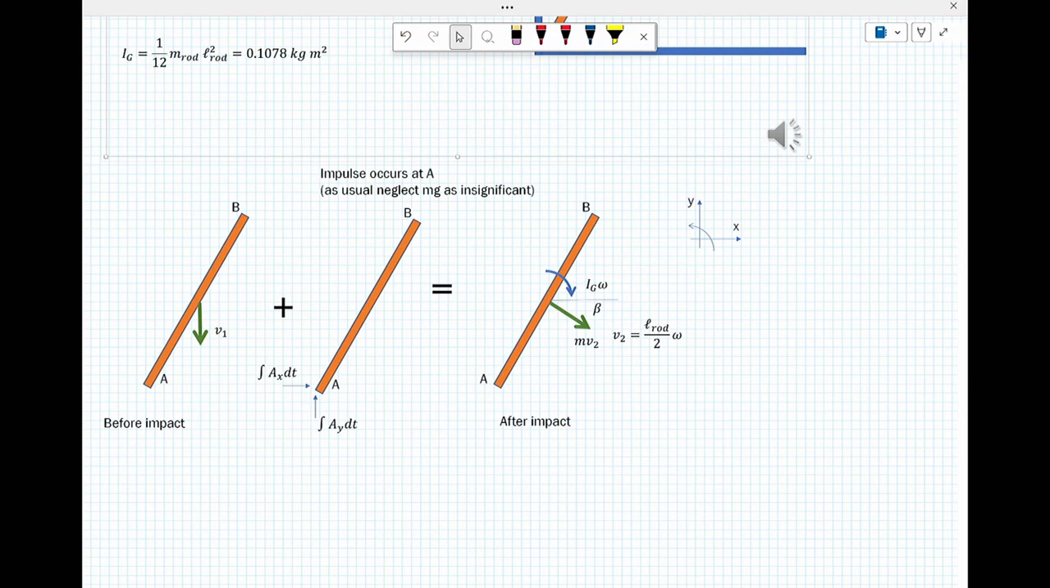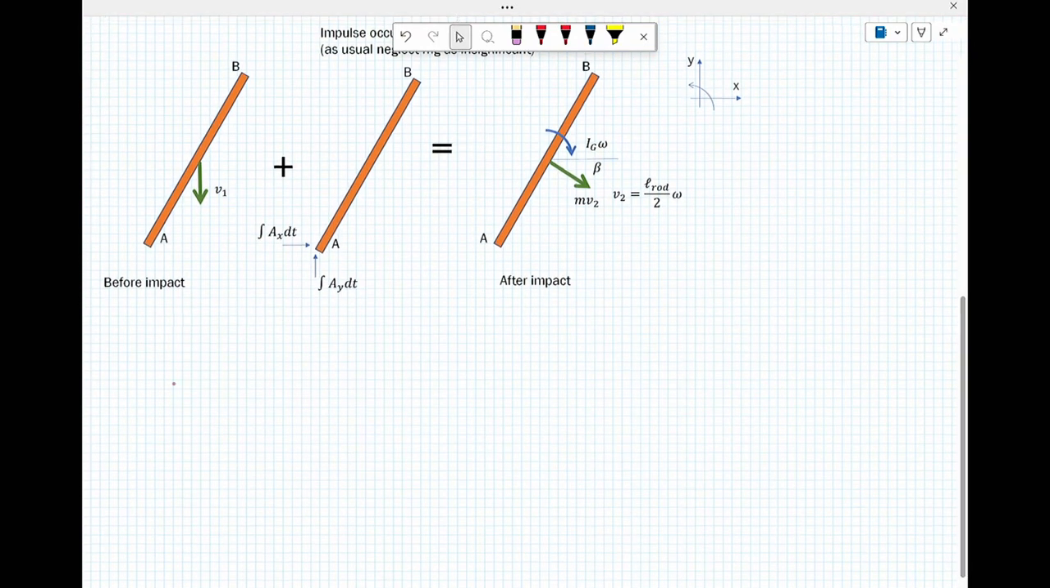Don't look for more than there is. Don't look at the whole system. The corner is right here. That's the reaction force of the corner after impact. So before impact, I have mv1 times L of the rod divided by 2 times sine of beta.